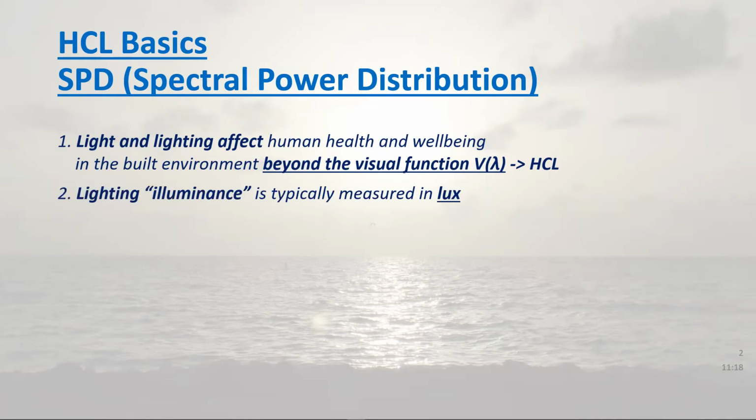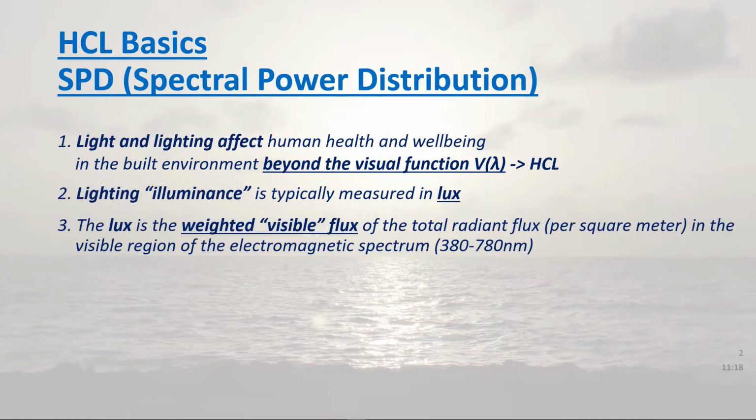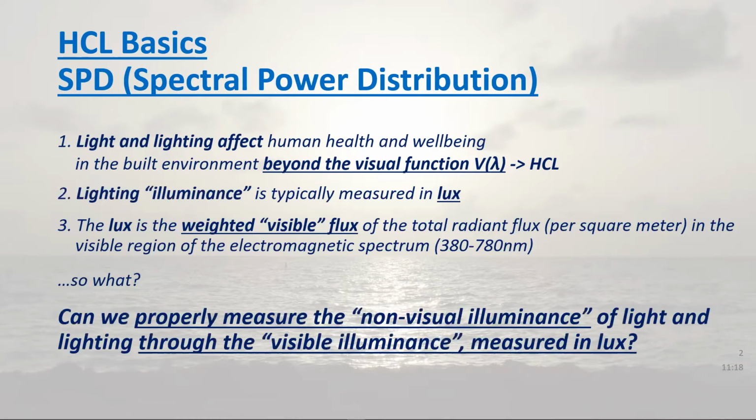Lighting illuminance is typically measured in lux, and the lux is the weighted visible flux of the total radiant flux per square meter in the visible region of the electromagnetic spectrum going from 380 to 780 nanometers. So with this, the question is if we can properly measure the non-visual illuminance of light and lighting through the visible illuminance measured in lux.